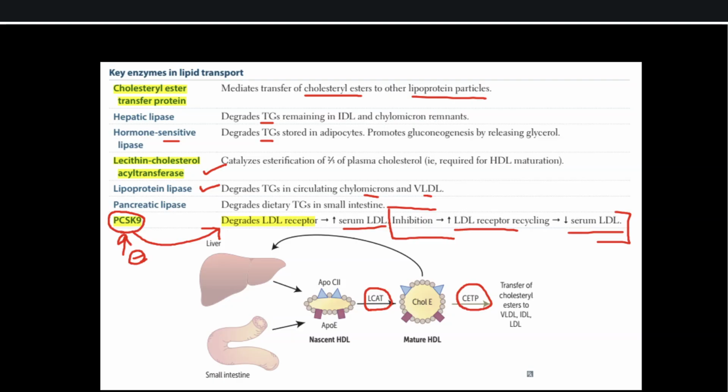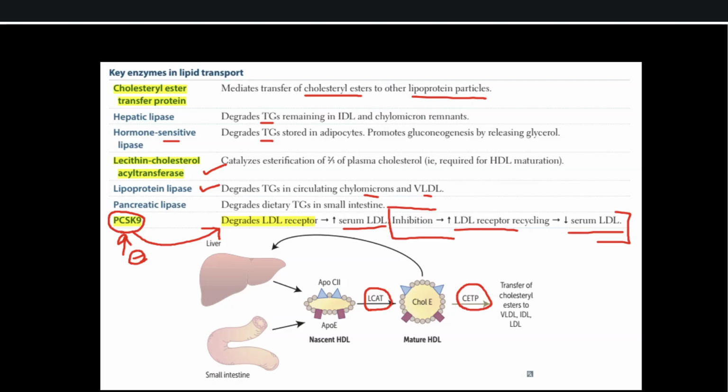And then we can go through all these enzymes that are required. So CETP mediates transfers of cholesterol esters to other lipoprotein particles. So if the HDL decides, I want to give this cholesterol to VLDL, IDL, or LDL, it can do that cross-functional transfer via CETP. Okay, hepatic lipase, we know what it does. It degrades triglycerides. Hormone-sensitive lipase, we know what it does. It degrades triglycerides under different conditions.